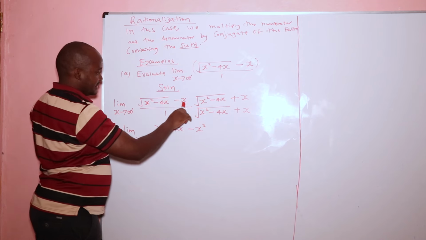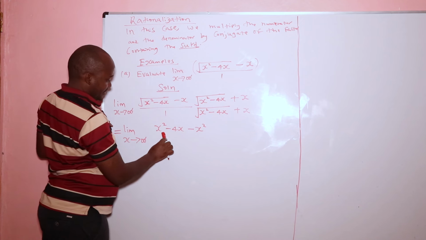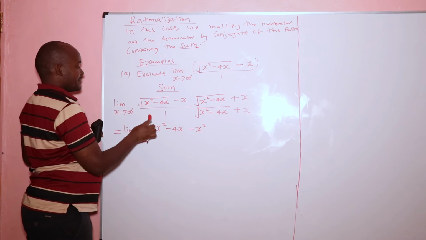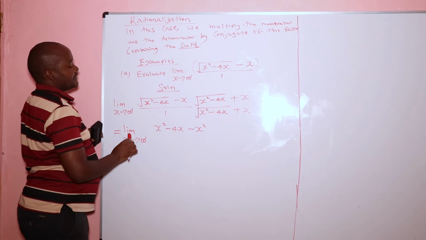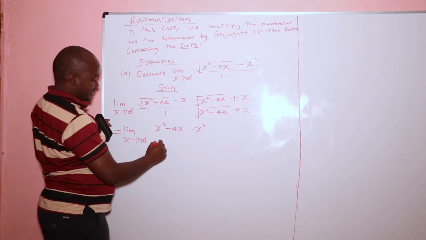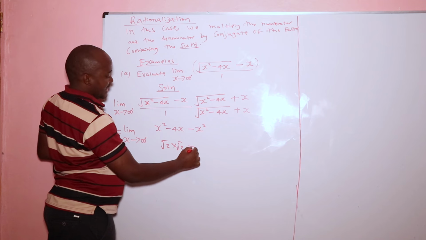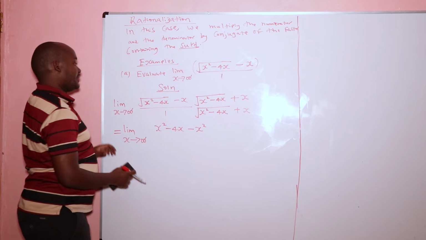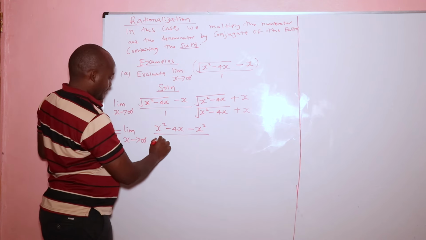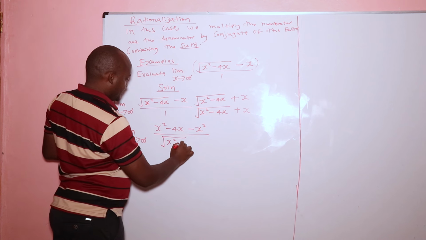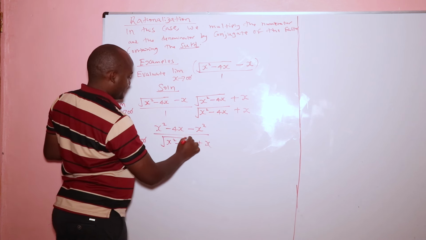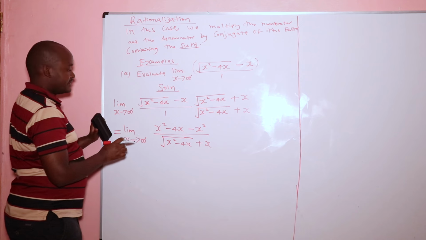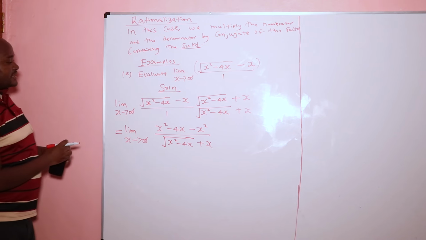That is, whenever you multiply this times this, the answer will be this. Why? Because we are squaring this term and squaring this term. If you square this term, the root sign will disappear, because we know that whenever you multiply root 2 times root 2, the answer is equal to 2. It's only the root sign that is disappearing. So this is divided by root x squared minus 4x plus x. Why? Because whenever you multiply a number by 1, you get the same value.